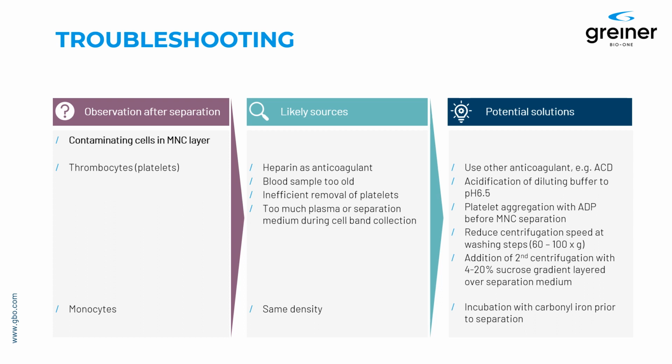The platelet aggregation could be stimulated with ADP before the mononuclear cell separation. A reduction of the centrifugation speed at the washing steps to about 60 to 100 times G could help, or the addition of a second centrifugation with a 4 to 20% sucrose gradient layered over the actual separation medium.